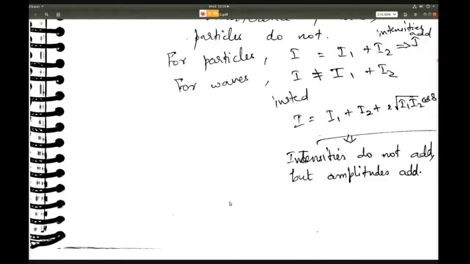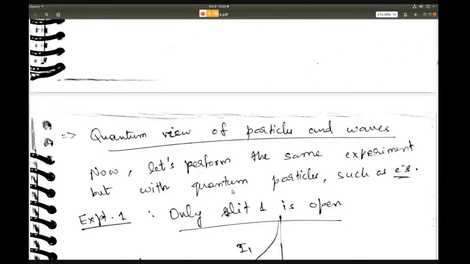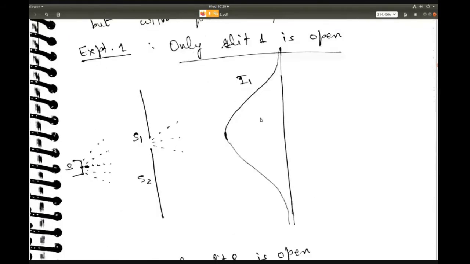Now we have looked at this, so now we need to look at what happens in the case of quantum particles, right? Because so far we've only talked about classical particles. So let's see what happens in the case of quantum particles. We'll perform the same experiment, but instead of taking bullets, we will take electrons. Okay, so electron is a quantum particle. Similarly, you can also take neutron, proton, any of these particles. So these will be quantum particles. Okay, so now we'll do this with electron.